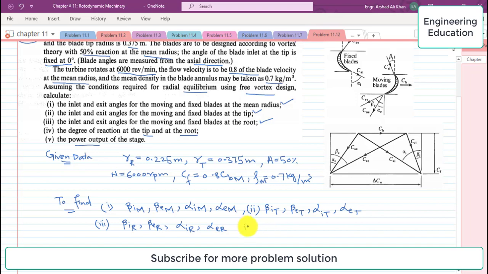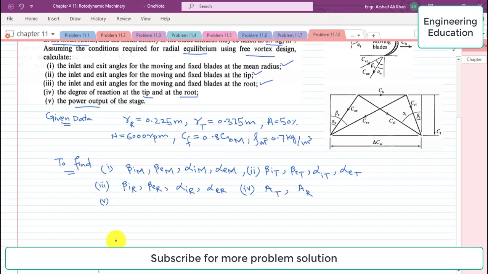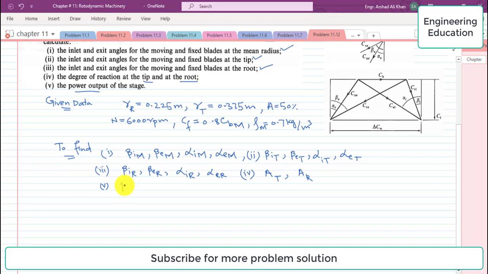Also in part 4 we are required to find the degree of reaction, which is represented by A, at both tip, represented by AT, and at root, AR, the degree of reaction at tip and the degree of reaction at root. Fifth, we have to find the power output. So output power will be calculated in this problem.